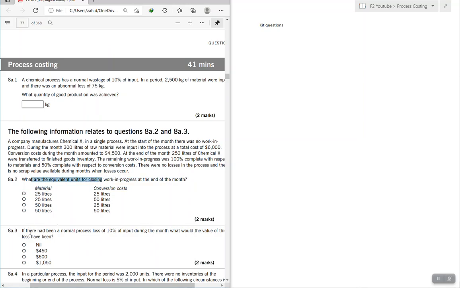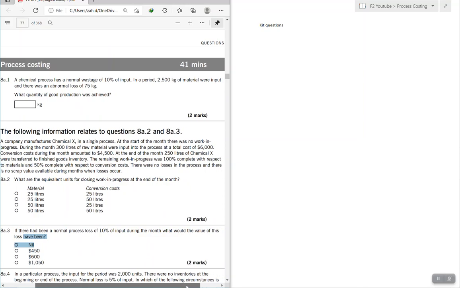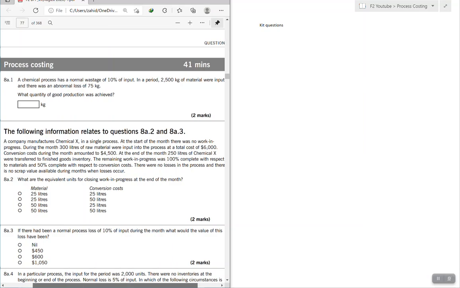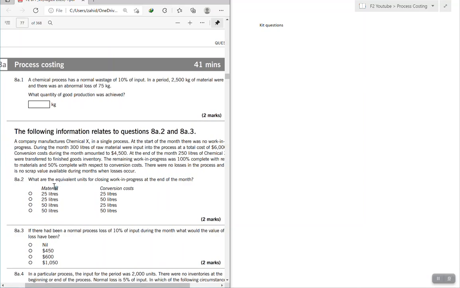in progress. If there had been a normal process loss of 10% of the input during the month, what would be the value of loss have been? Is there any scrap value of loss? If there is no scrap value, then value would be nil if there were normal loss, because we take normal loss, multiply by scrap value. If there is no scrap value, then value would be nil. Okay, so now let's focus on this one.